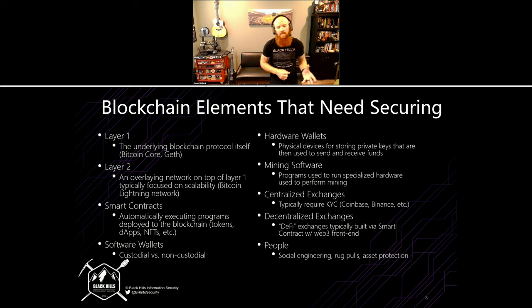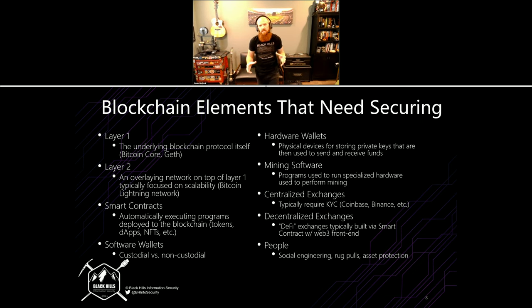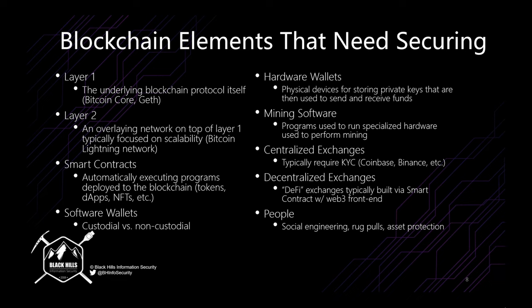So another big element to the blockchain ecosystem is mining of the tokens themselves. These are specialized hardware and software that does the mining. And then centralized versus decentralized exchanges. This is another big element.